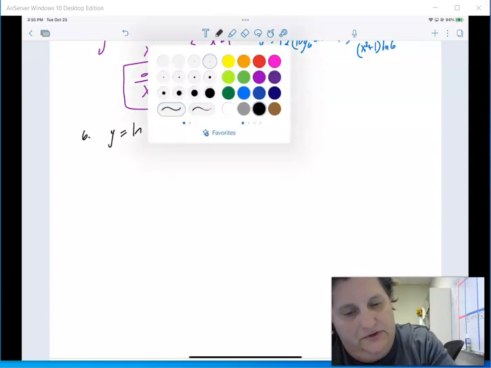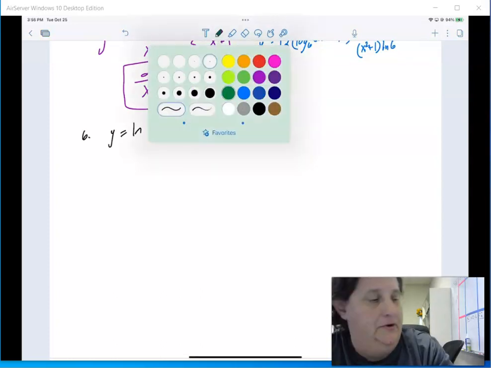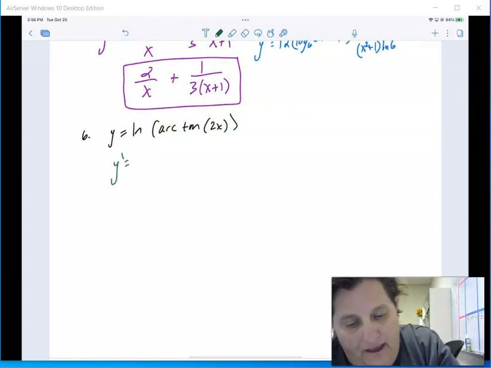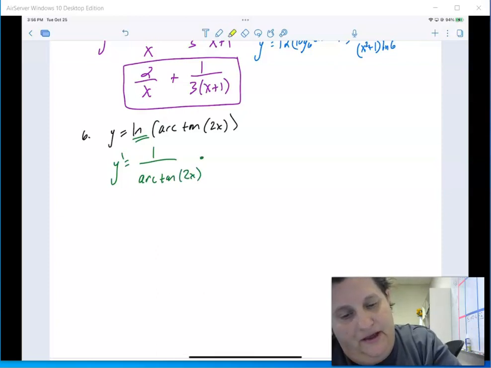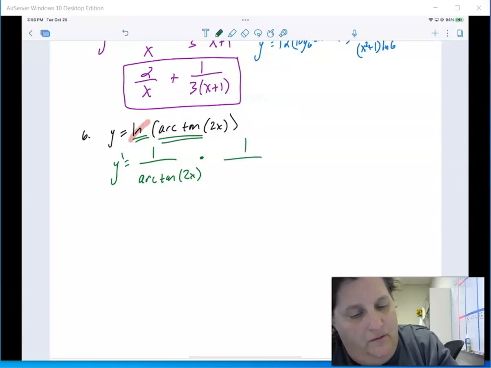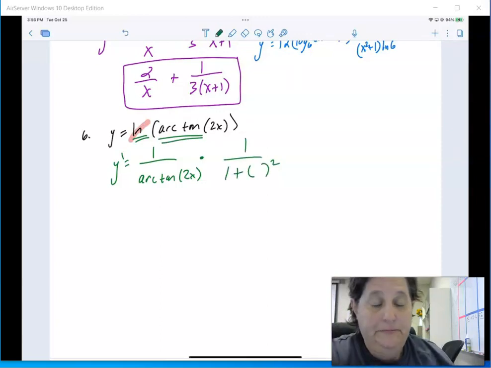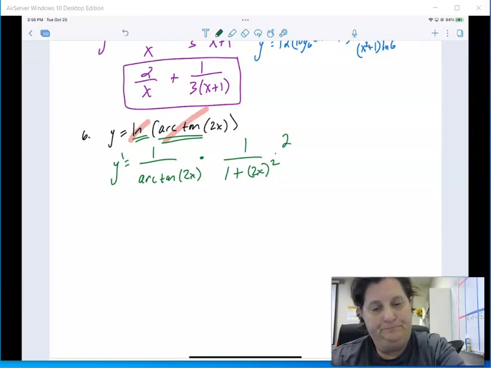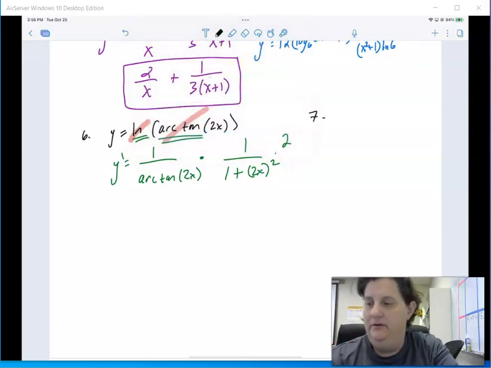Try to get these memorized as soon as you can. Like I said, this test came up on us pretty quick, so I'll go ahead and have the formulas for you, but here we go. ln is 1 over. Okay, boom, that one's done. Arctan goes 1 over 1 plus blank squared. And the thing that's inside here is 2x. And then the derivative of 2x is 2. And that's it for that one.